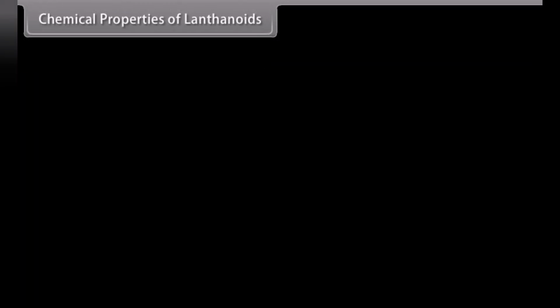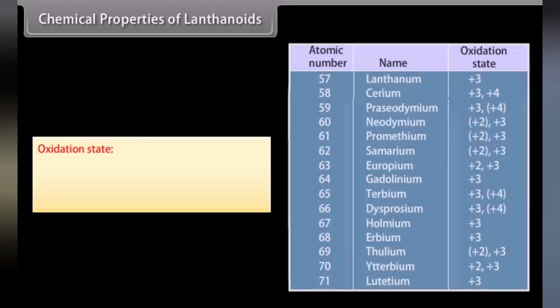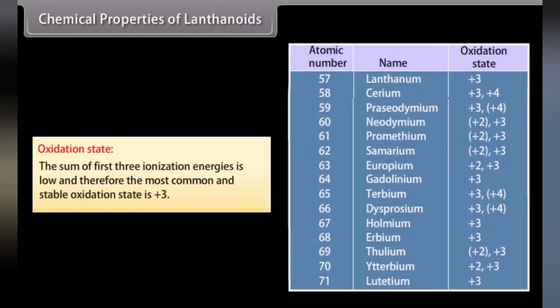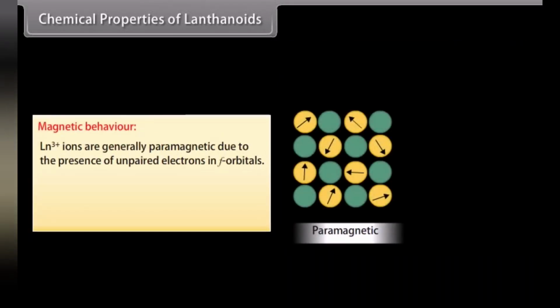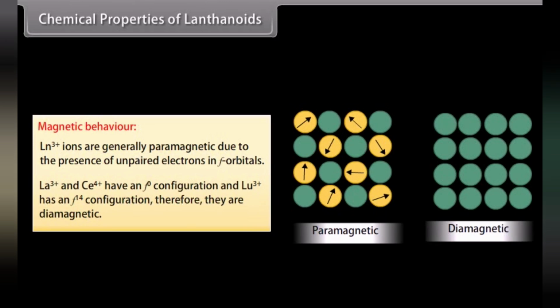Chemical properties of lanthanoids. Oxidation state. The sum of first three ionization energies is low, and therefore the most common and stable oxidation state is +3. Magnetic behavior. Ln3+ ions are generally paramagnetic due to the presence of unpaired electrons in f orbitals. La3+ and Ce4+ have an f0 configuration and Lu3+ has an f14 configuration, therefore they are diamagnetic.